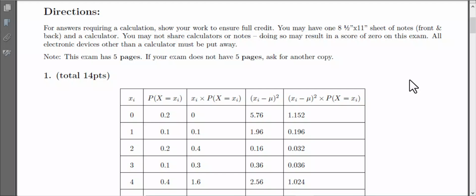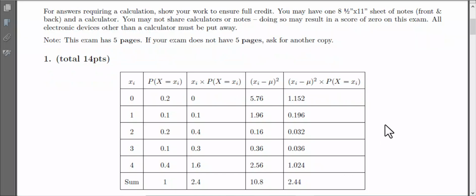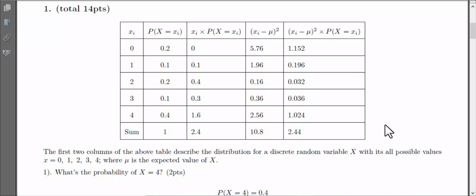Hello, this is the key to the practice exam 2. First, we'll take a look at question number 1. So question number 1 is about the probability distribution of a discrete random variable.